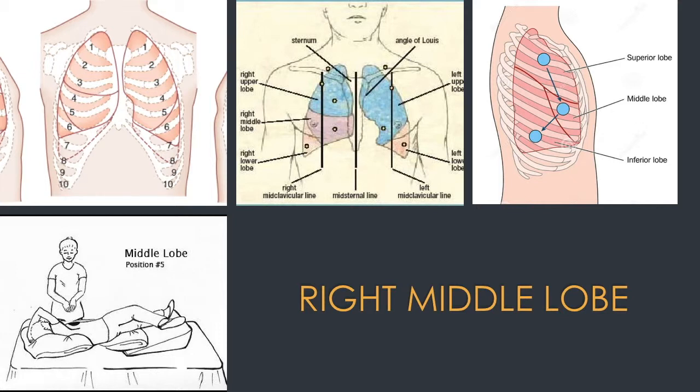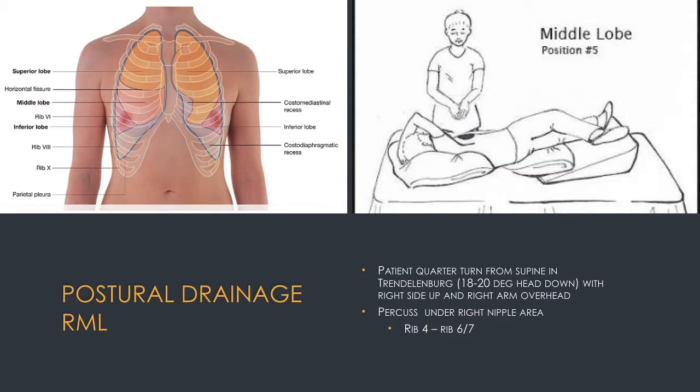For this video, I will be performing chest PT and postural drainage on the right middle lobe. So here's just a quick review of the anatomy as well as the positioning for the middle lobe. The postural drainage position for the right middle lobe is going to be the patient in quarter turn from supine and in Trendelenburg position, so the 18 to 20 degree head down position.